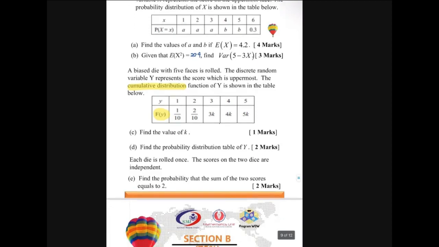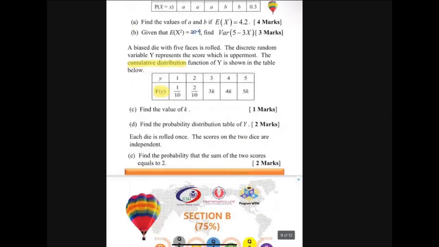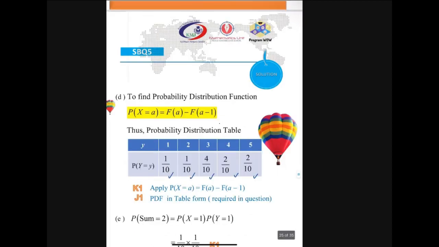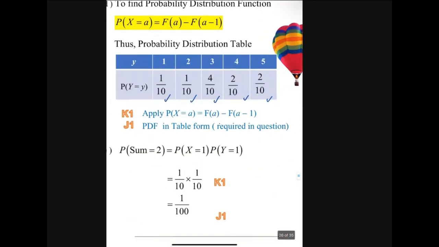And then last one for question E. Okay, so each die is rolled and the scores of the two dice are independent. Find the probability that the sum of the two scores is equal to 2. Okay, so let's check this solution. So it means both dice, for X event and Y event, are rolled together. So we must find the probability when the summation of X and Y is 2.